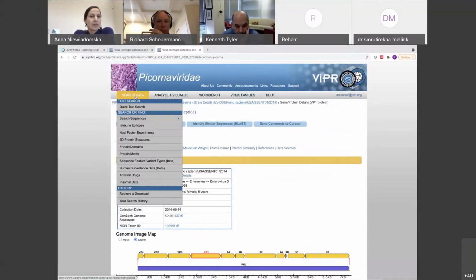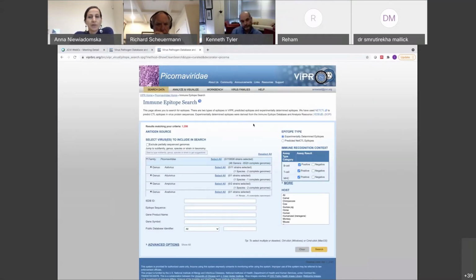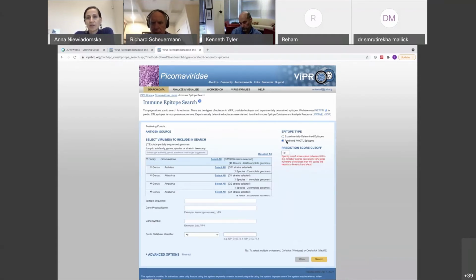So going back to our search page, if you're interested in immune epitopes, you can go ahead and click on that. And this will give you a list of immune epitopes for the specific viruses that you're interested in. And these can either be experimentally determined epitopes, which have been proven, and these are derived from the immune epitope database, or we have predicted immune epitopes that are predicted by an algorithm called NetCTL.